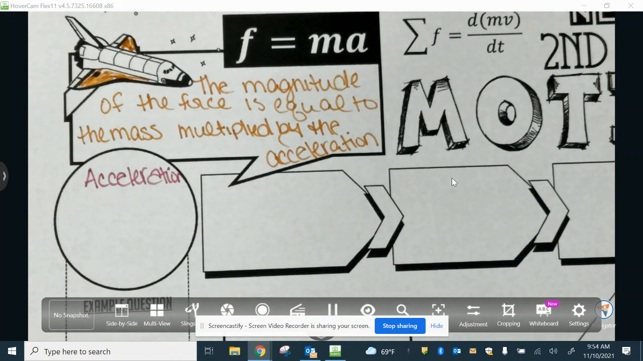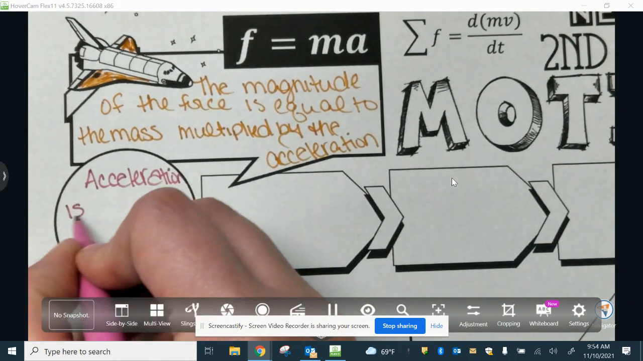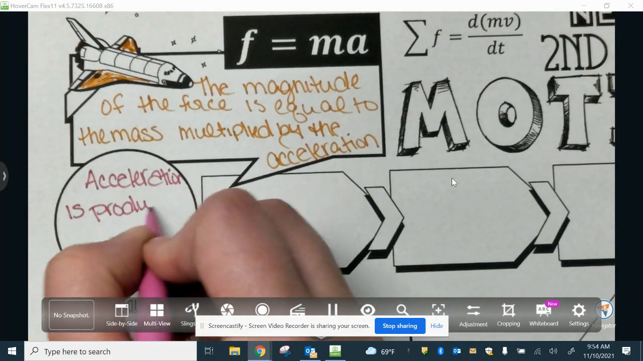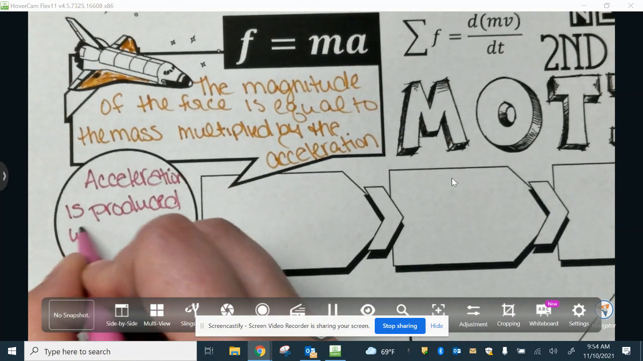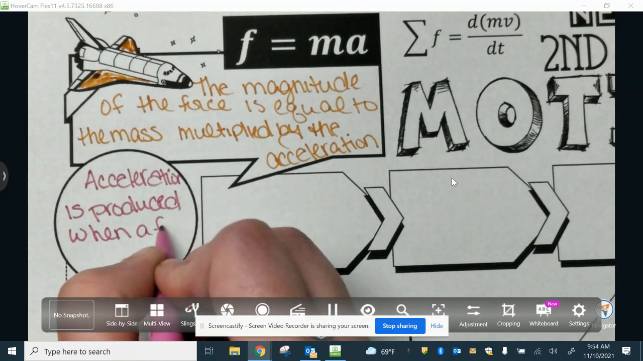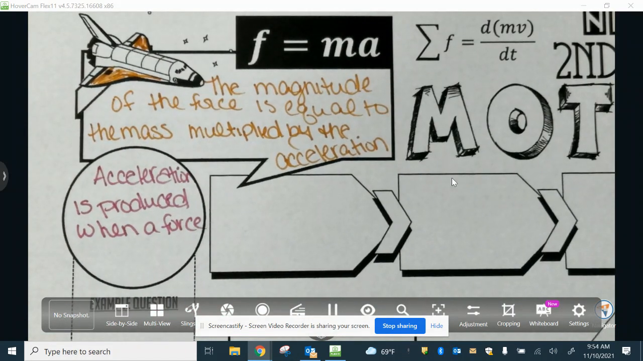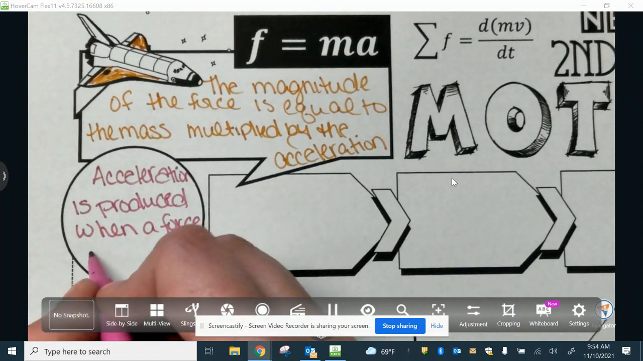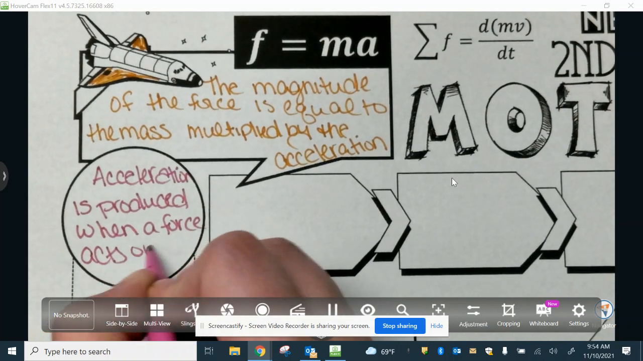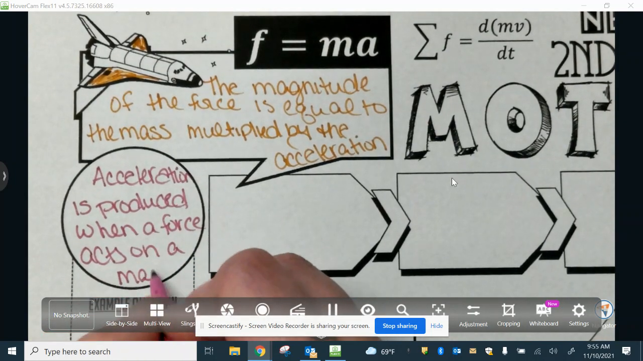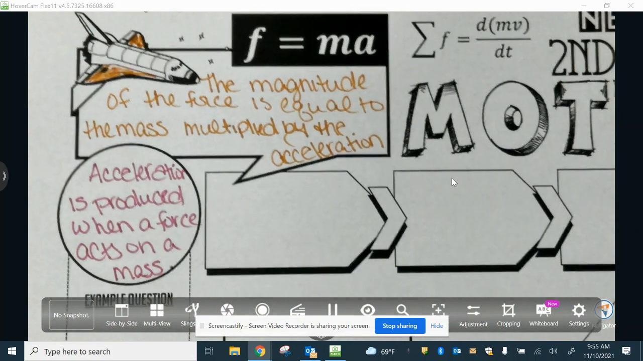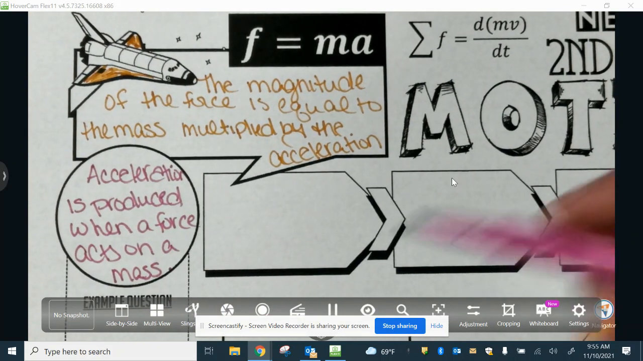So acceleration is produced, yes, if I'm writing it down, you should probably write it down, when a force acts on a mass. Acceleration is produced when a force acts on a mass.